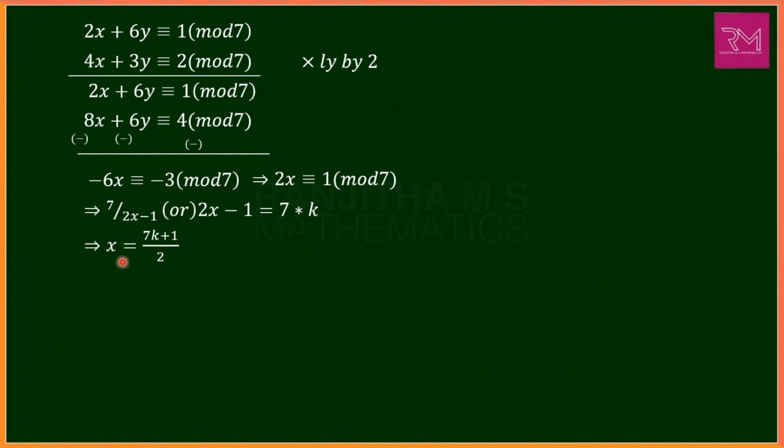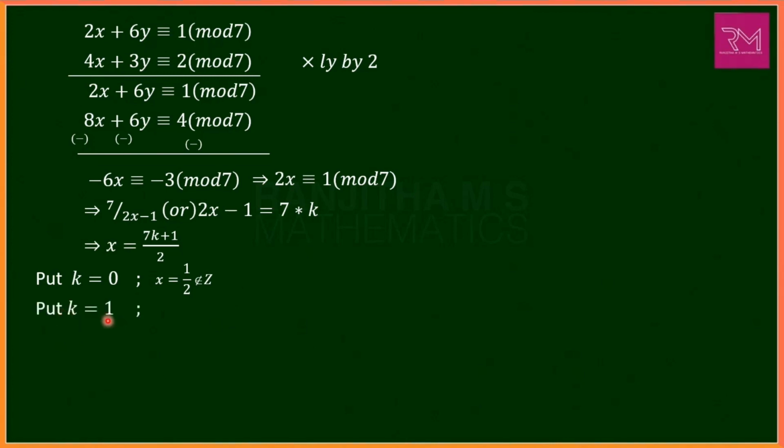Next step, we have to find an integer value of x. That is, we substitute k values 0, 1, 2, 3 and get a value of x that belongs to the integers Z. First, put k equal to 0. If you substitute k as 0, 7 into 0 is 0, plus 1 by 2. So we get x equal to 1 by 2. Obviously that does not belong to the integers Z.